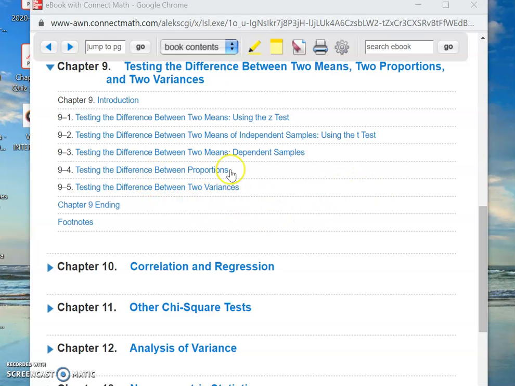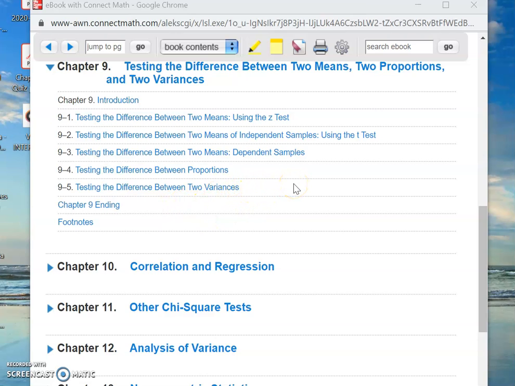Then we talked about testing the proportion, the differences between proportions. So that's what percentage of the people get sick with or without a vaccine, that sort of thing. Finally, we're going to do section 9.5. So this is testing the difference between two variances.